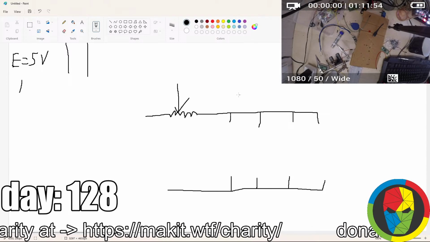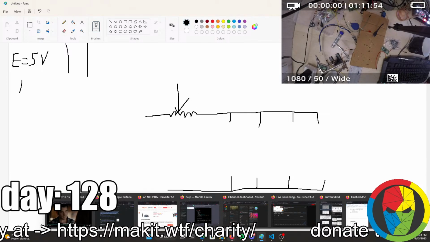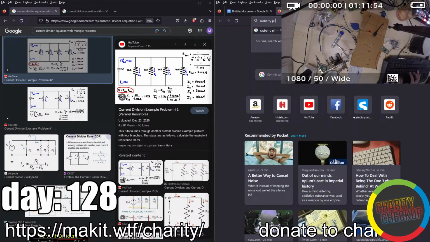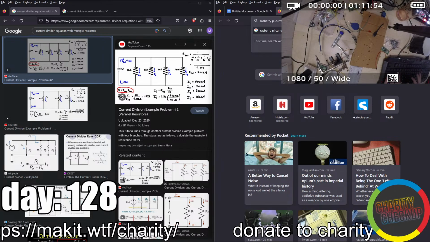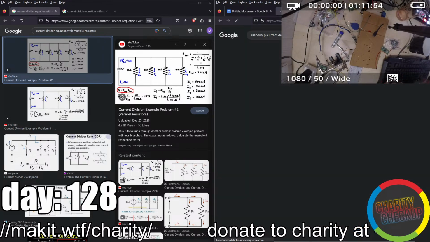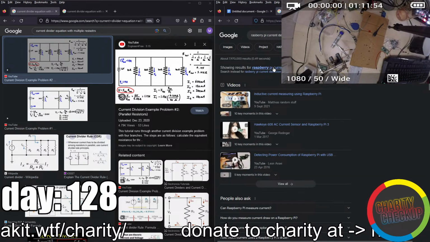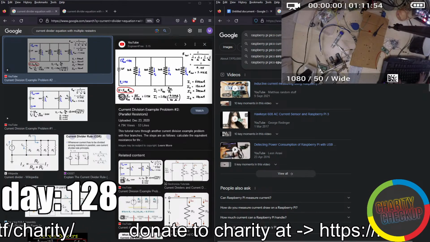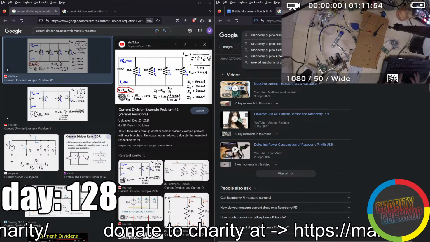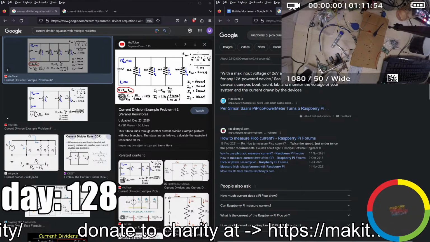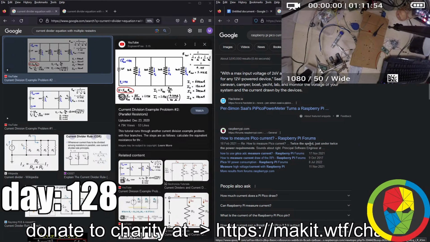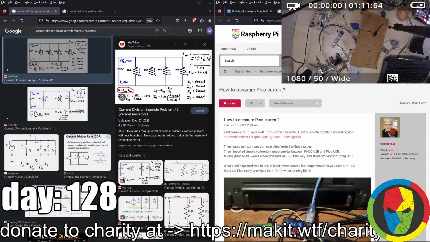All this could be basically handled by Raspberry Pi, which, speaking of, Raspberry Pi current detection. Well, not really detection, only measuring. Raspberry Pi and Pico, that's important. Pico current measurement. That's exactly what I'm asking for. There we go. How to measure? Please tell me there is a way to do it.